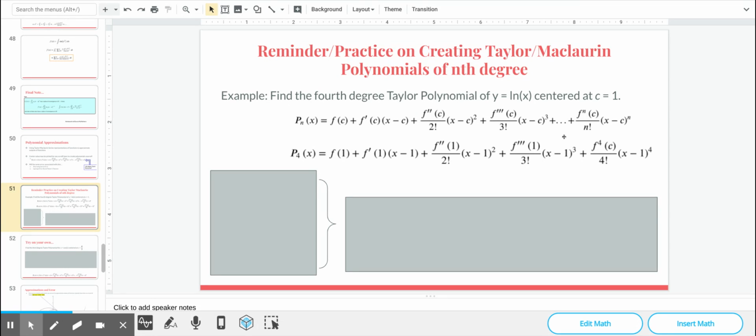Except at the end, I don't have the plus dot dot dot. I literally want to stop at the fourth degree. And the fourth degree is right here. See that exponent of 4? That means fourth degree.